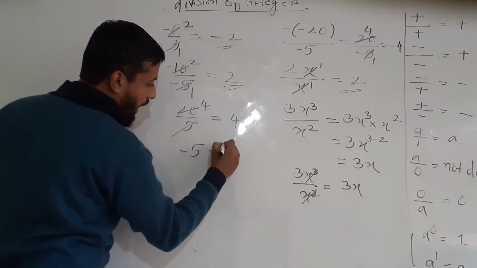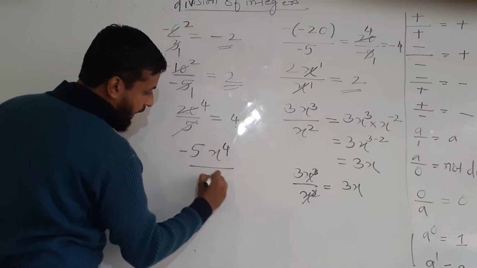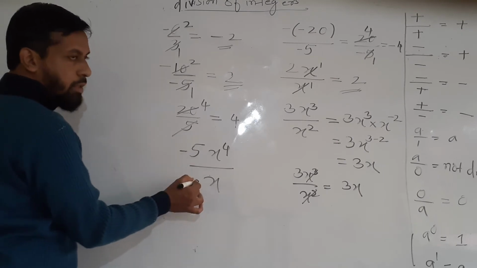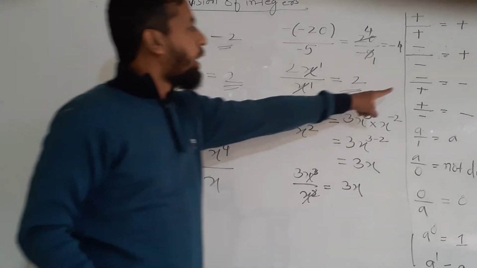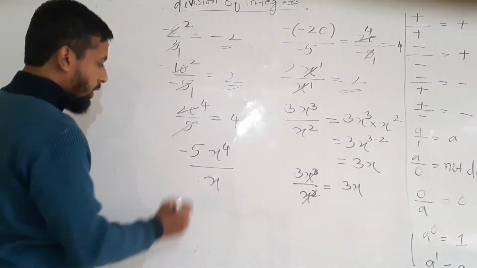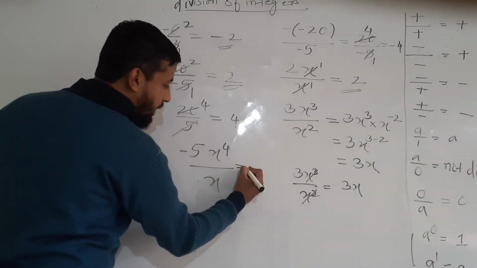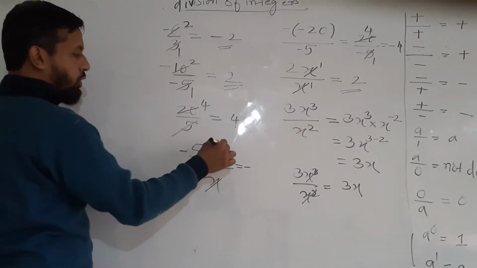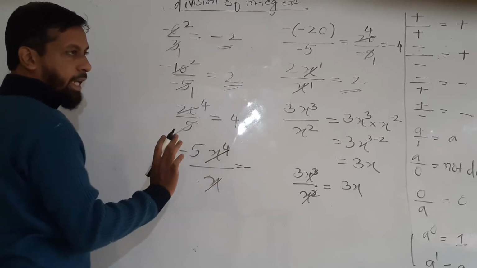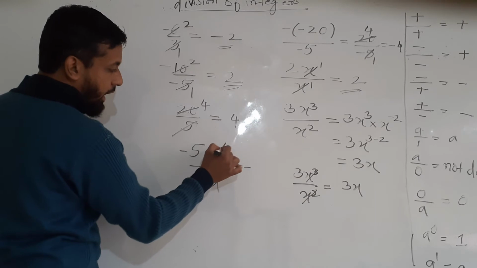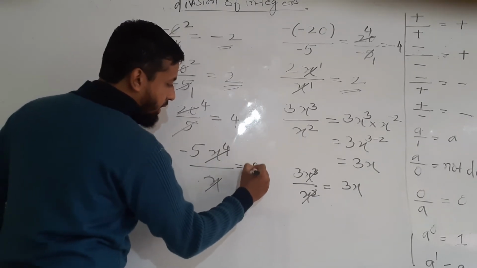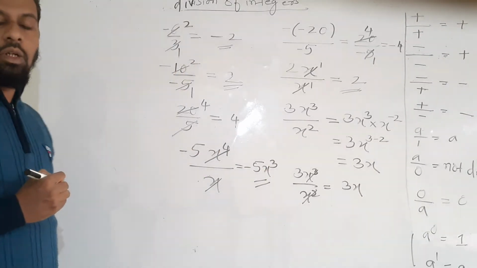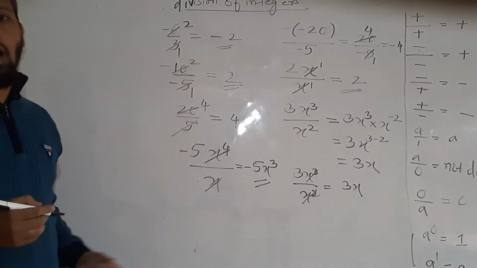Minus 5 x to the power of 4 divided by x. This is negative and this is positive. As we know, division of different sign is negative. So signs are different. Answer will be minus. So what will happen? X to the power of 1 and x to the power of 1 get cancelled. If 1 x to the power of 1 is cancelled, here 3 will remain. Answer will be minus 5x cubed. You should know all these things, how to divide.